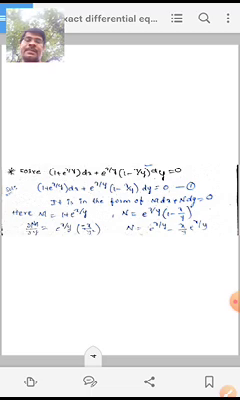Yeah, next application. Solve the differential equation (1 + e^(x/y)) dx + e^(x/y)(1 − x/y) dy = 0. Here this is in the form of M dx + N dy = 0. Here M is 1 + e^(x/y), N is e^(x/y)(1 − x/y).